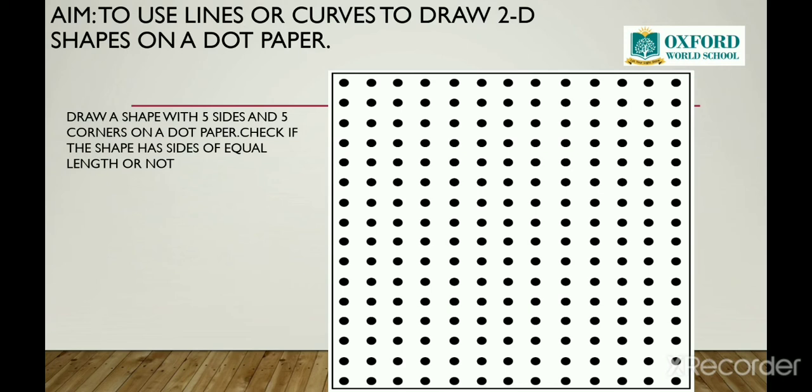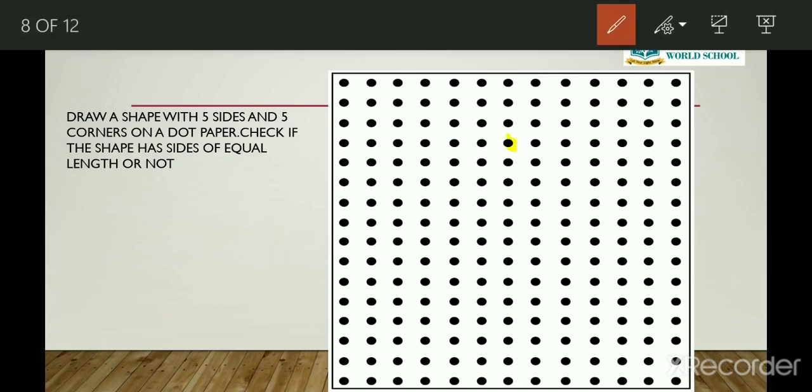Choose any 5 points on the dot paper which are not in a line. Okay, so the step one will be choose any 5 dots that are not in a line. So I'm choosing it. One. Let me use another pen. Yes, 1, 2, 3, 4, 5. Okay, so my first step is done.